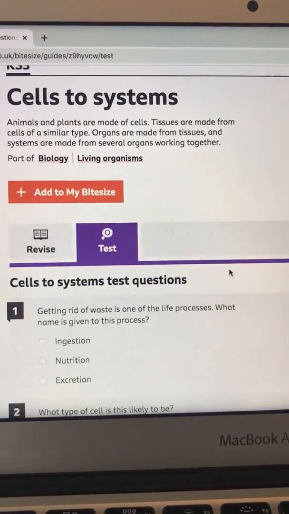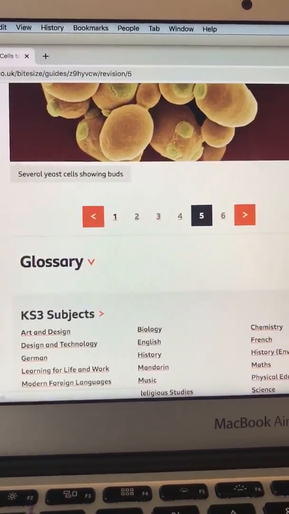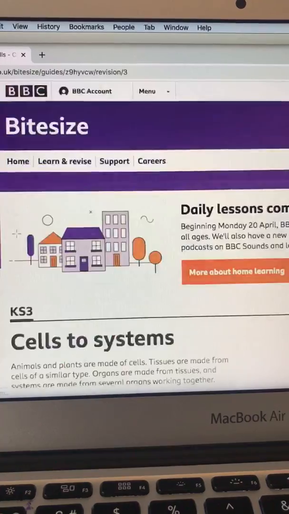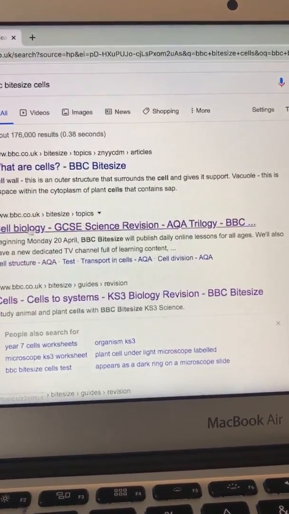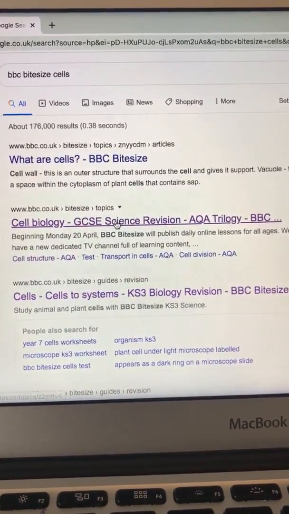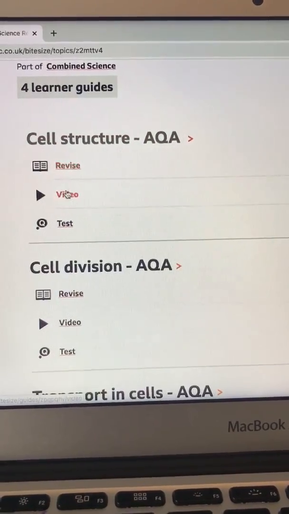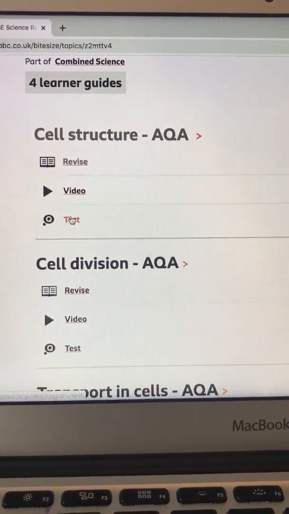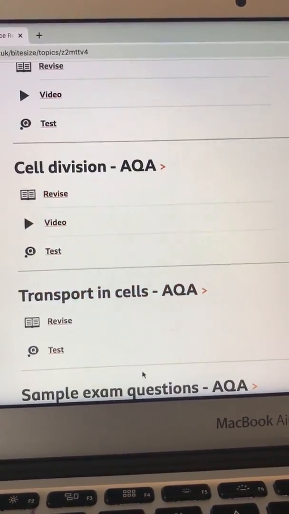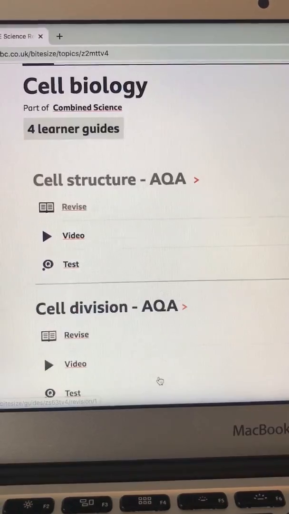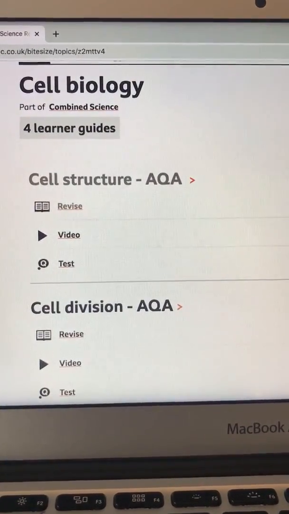Right, I just want to go back to the GCSE one quickly. Alright, let's go back. Alright, GCSE 1 is very similar to Key Stage 3 1. Right, so what you have here is the revision, a little video clip, and the test. Okay, when you complete this section, you can go to the next one and the next one. Basically, this will really help you revise science.